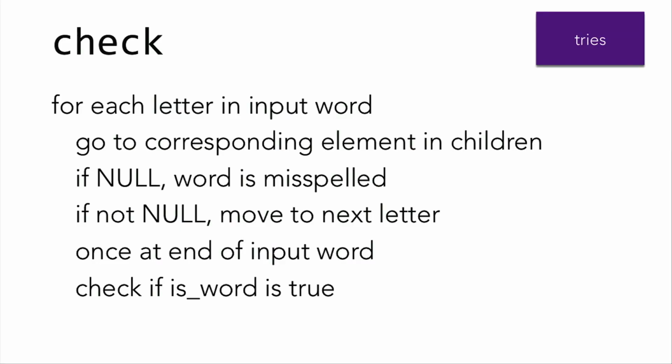How might you check in a trie structure? We're going to travel downwards in the trie. For each letter in the inputted word that we're checking, we'll go to that corresponding element in the children. If that element is null, then that means that there are no substrings containing our input word, so the word is misspelled. If it's not null, we can move to the next letter of the word that we're checking and continue this process until we reach the end of the input word. And then we can check if isWord is true. If it is, then great, the word's correct. But if not, even though that substring exists in the trie, the word is misspelled.